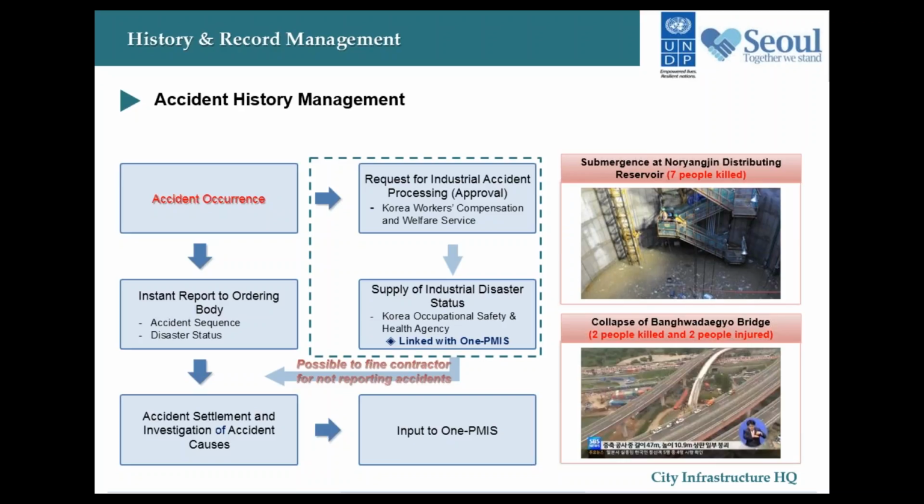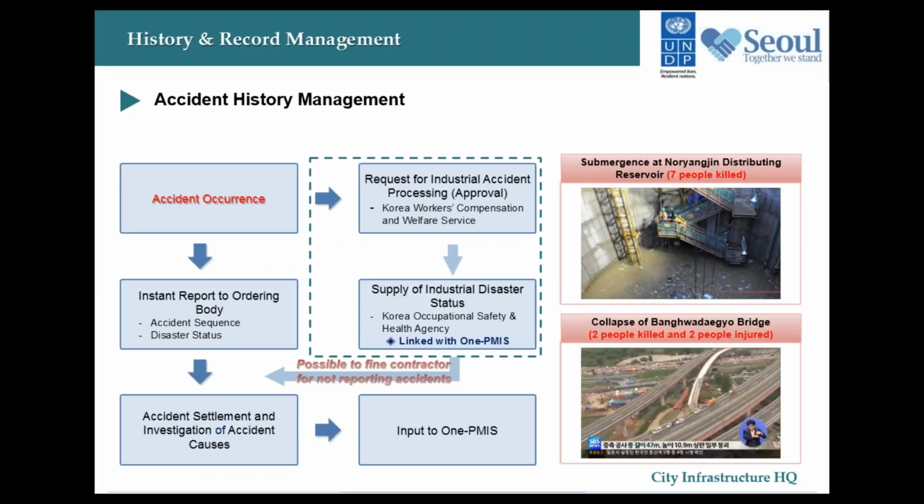As you can see from the flow chart, when an accident occurs at a construction site, the contractor is obliged to report the accident immediately to the responsible Seoul official. Furthermore, the contractor must register all the accident details on OnePMIS. Once the investigations on the cause of accident as well as remedial actions are completed, then all of that will be again registered on OnePMIS.